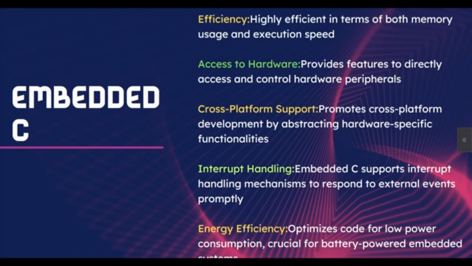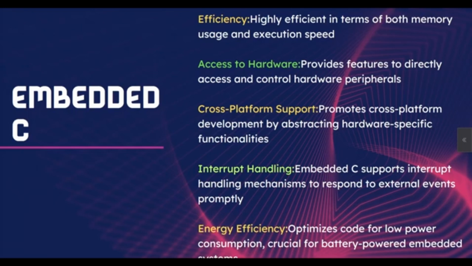These are the features of embedded C. First one is efficiency. It is highly efficient in terms of both memory usage and execution speed. Next one is access to hardware. It provides the features to directly access and control hardware peripherals. Next one is one of the main features, cross-platform support. It promotes cross-platform development by abstracting hardware-specific functionalities.